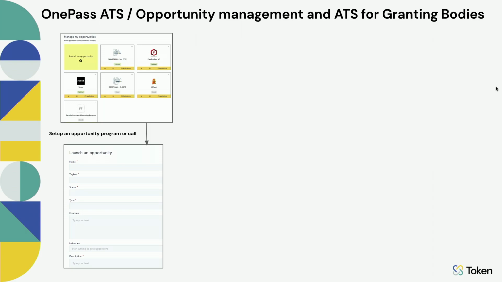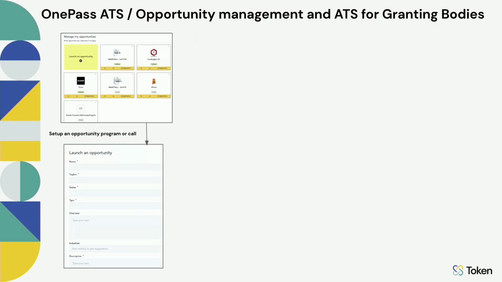Like I was saying, we have two different types of users who will benefit from the application. On the one side, we have the startup and SME, and on the other side, we have the granting body. The purpose of the application for the granting body is to manage the application, what we call the application tracking system. Granting bodies who are providing funding can use this application to manage the whole process from looking for applicants to finally selecting applicants.